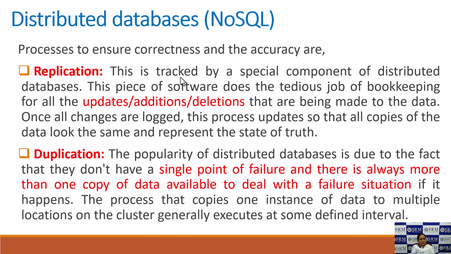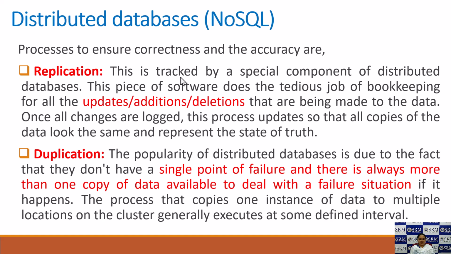The popularity of distributed databases is due to the fact that they don't have a single point of failure, so there is always more than one copy of your data. Replication and duplication go together. Duplication is when you have your data duplicated. Replication means that whatever actions are performed on the data have to be replicated there too. That is the basic difference between replication and duplication. Duplication means we have 3 or 4 copies of data all over the servers, all over the world.